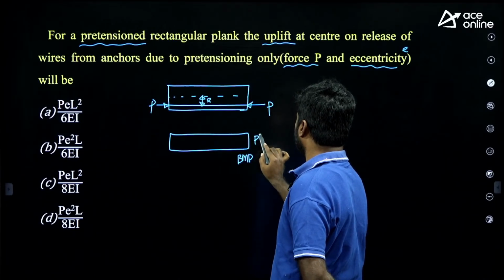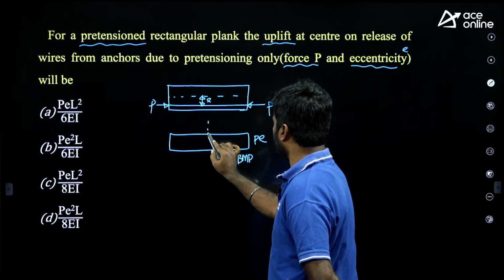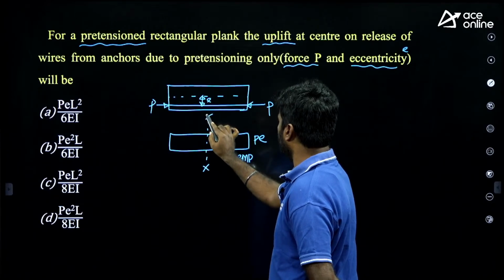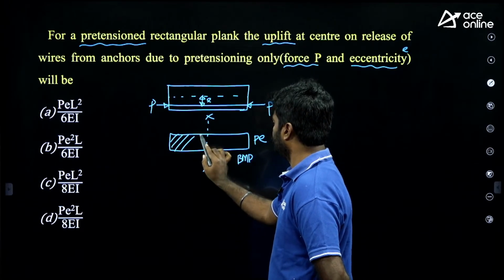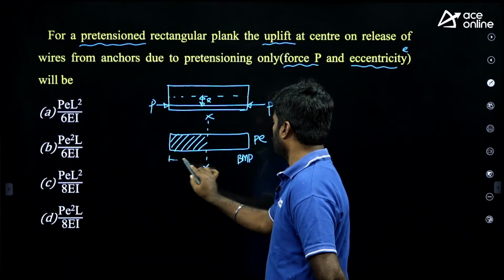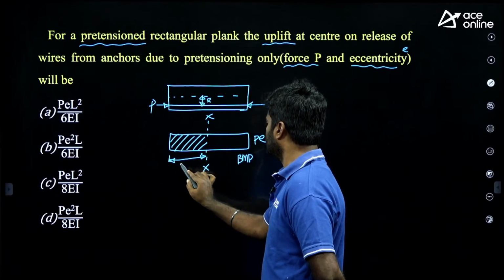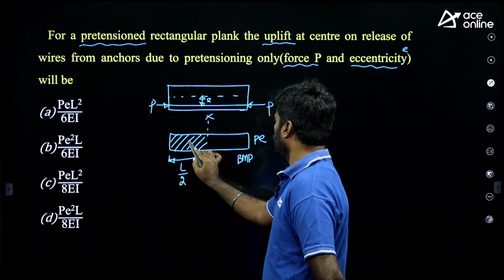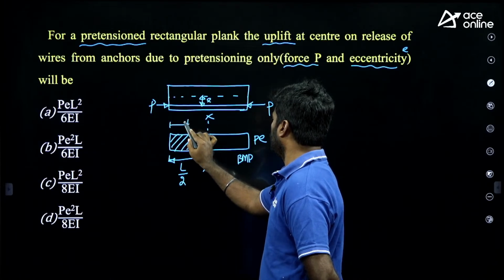This is the bending moment diagram. What will be the moment? P into E. Where do you want deflection? At mid-span. Give the hatched portion till mid-span. From here to here, distance is L by 2. What is the centroid? My dear, L by 4.